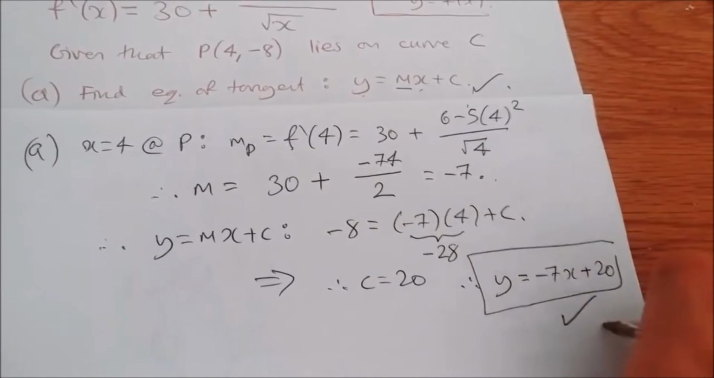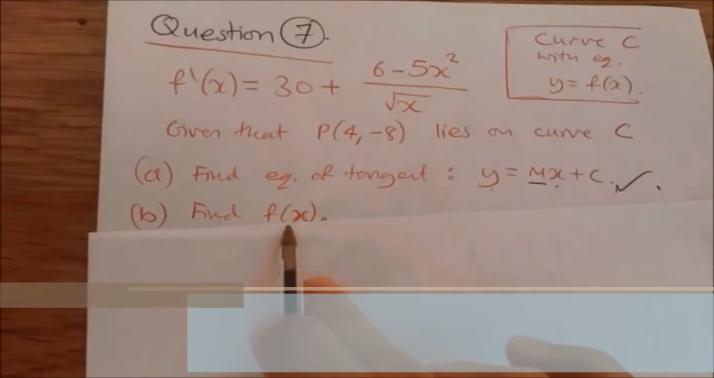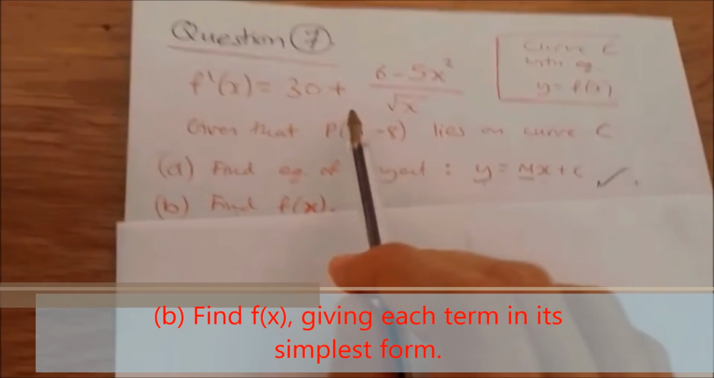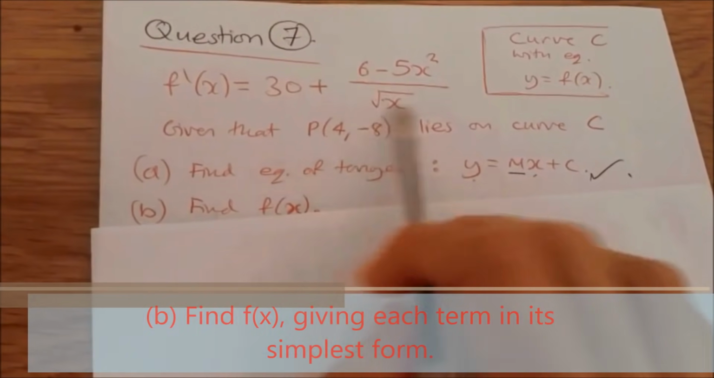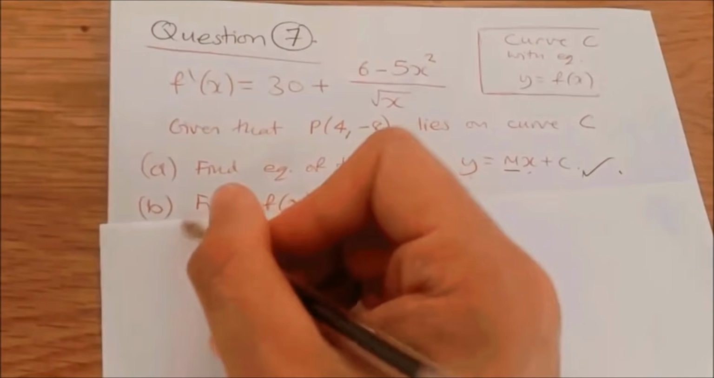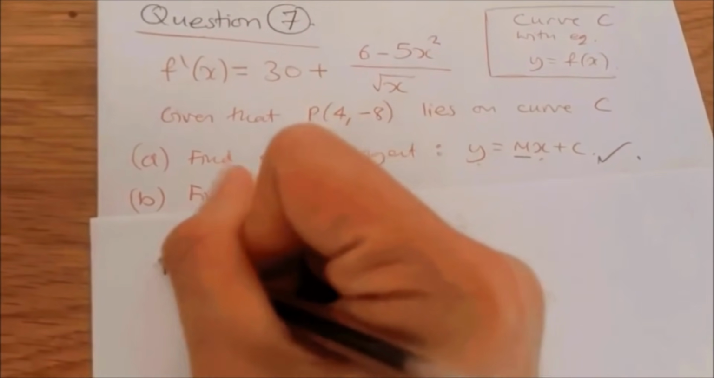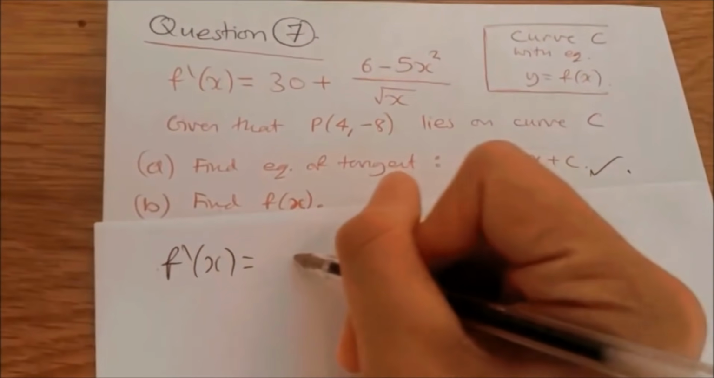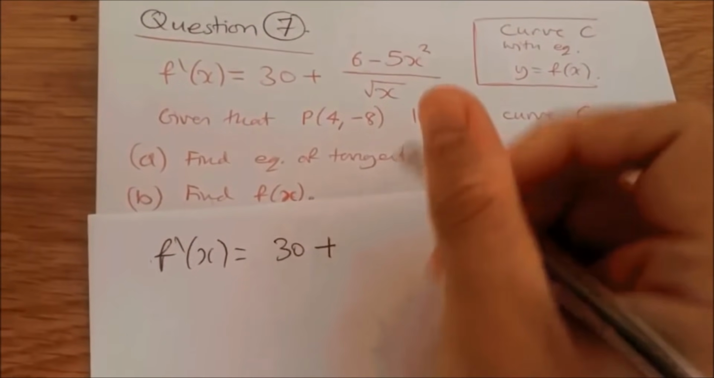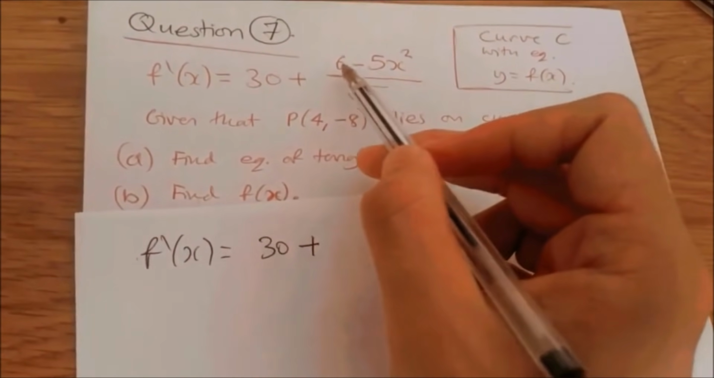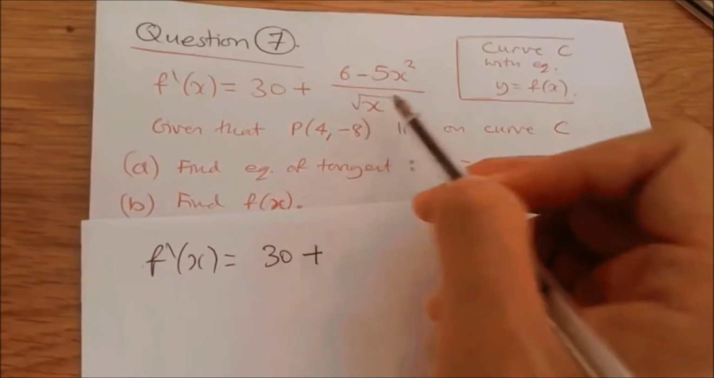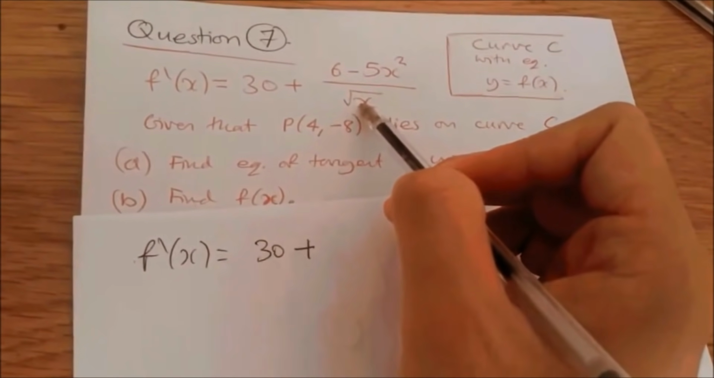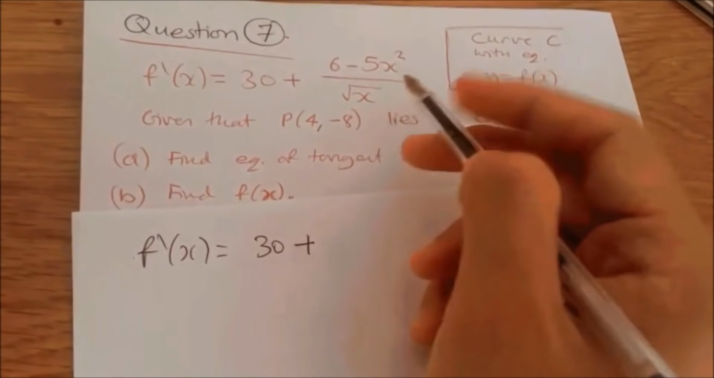Okay, superb. So let's move on to part B. So here they just want us to find f(x), i.e. the integral of this. Firstly, to integrate this, we need to rewrite this part into standard form. So let's do it. So rewriting this equation, we should get 30 plus, now I'll split this up, 6 over root x minus this term of root x. 6 over root x, we know root x is x to the power half.